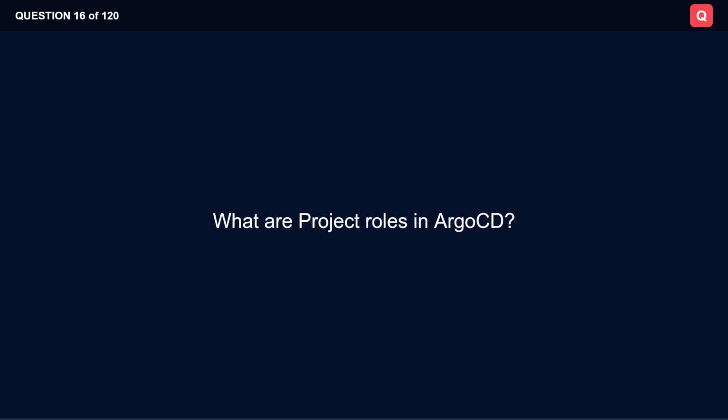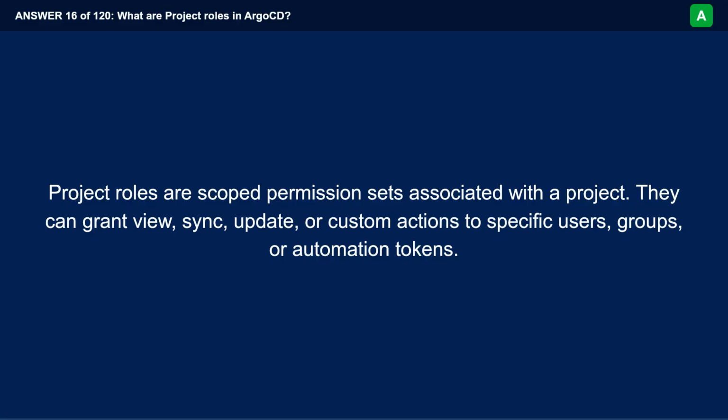What are project roles in ArgoCD? Project roles are scoped permission sets associated with a project. They can grant view, sync, update, or custom actions to specific users, groups, or automation tokens.